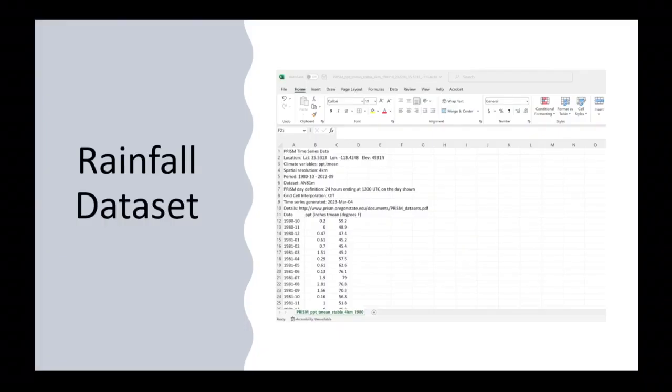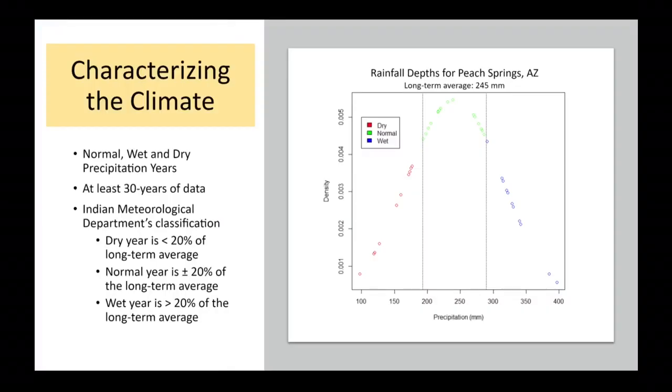Once you download the data set, it'll be in a CSV format, and it'll give you information about the time series that you downloaded: the location, what variables you're downloading, the spatial resolution, the period, and then you'll have the date column, which has the year and the month, as well as the precipitation in inches, and then the temperature in degrees.